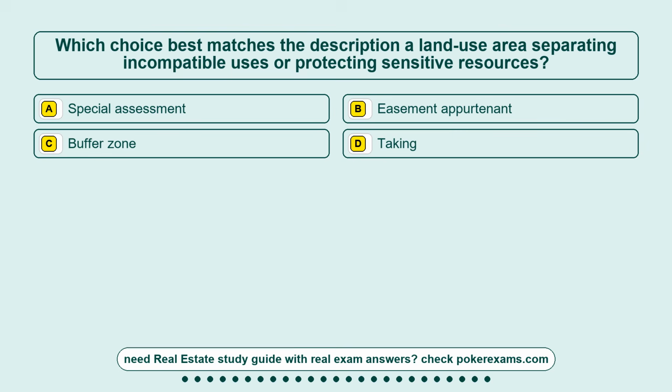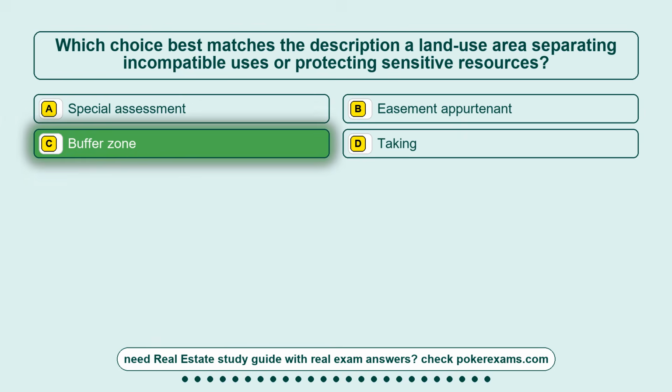Question 19. Which choice best matches the description: a land-use area separating incompatible uses or protecting sensitive resources? Option A, special assessment. Option B, easement appurtenant. Option C, buffer zone. Option D, taking. The correct answer is option C, buffer zone.